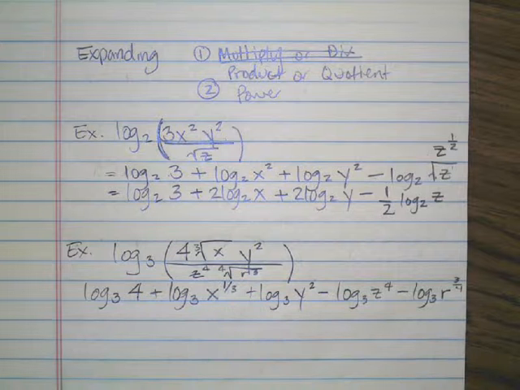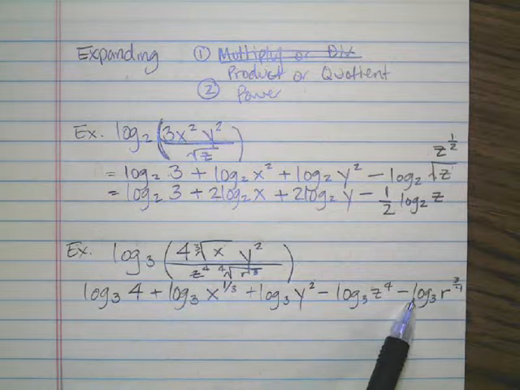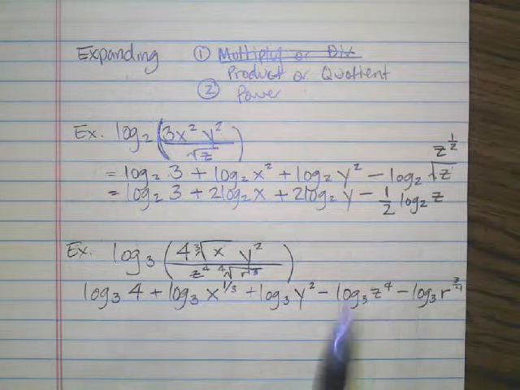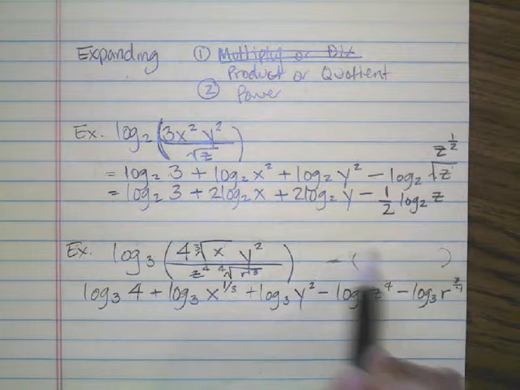So, questions so far? Wait, why do you subtract log 3 of the last one? If it's on the bottom, you subtract. Oh, okay. Because it'd be like subtracting two things that were added, and then you would end up distributing the subtracting to both things on the inside anyway.